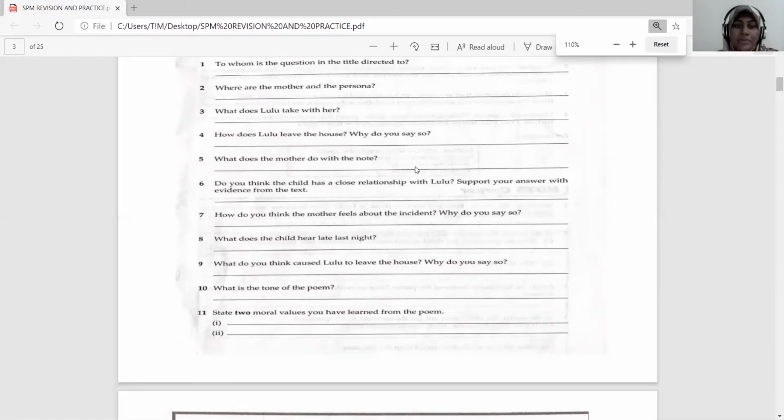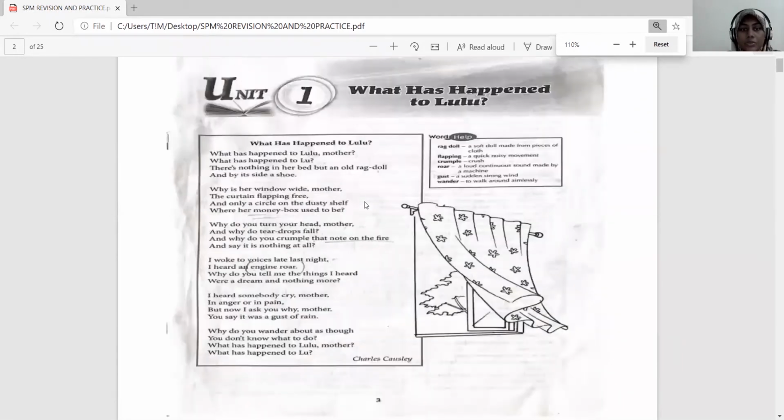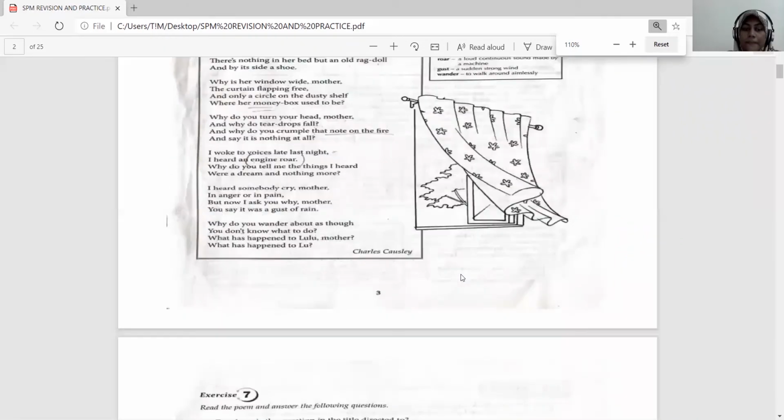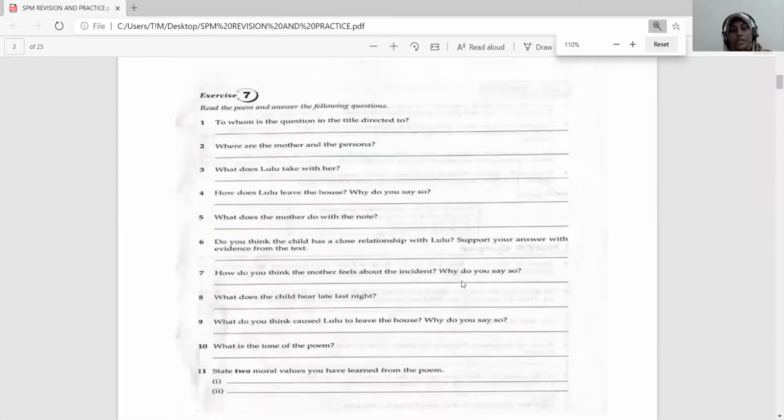Alright? Okay, number five. What does the mother do with the note? Yes, crumple the note and put it in the fire. Very good, Nkayan. Okay, number six. Do you think the child has a close relationship with Lulu? Support your answer with evidence. Okay, yes. So what is your evidence? What makes you tell that the persona is very close to the sister? Exactly. Your answer is almost accurate, Chia. She is concerned about Lulu, keeps asking what has happened to Lulu. So the answer is yes, because the persona seems to be very concerned with Lulu's disappearance.